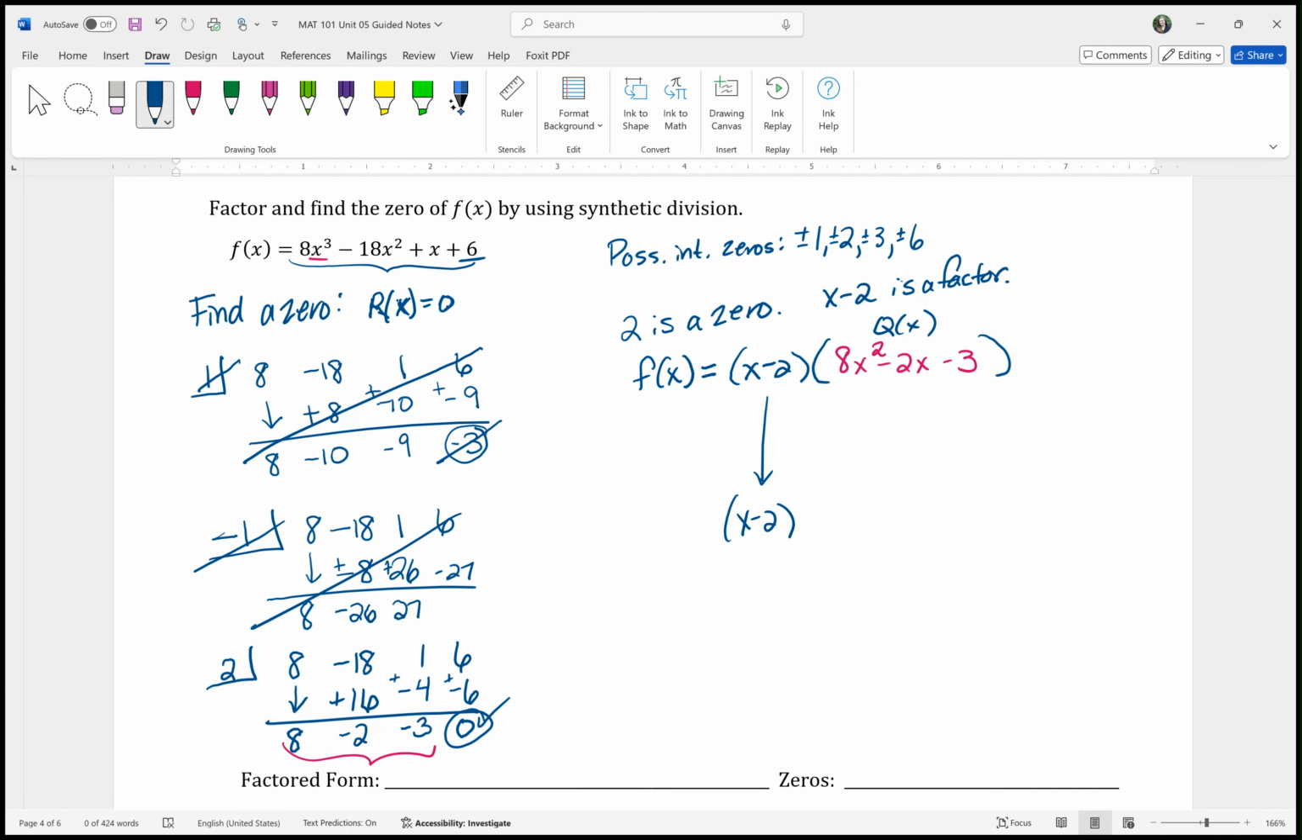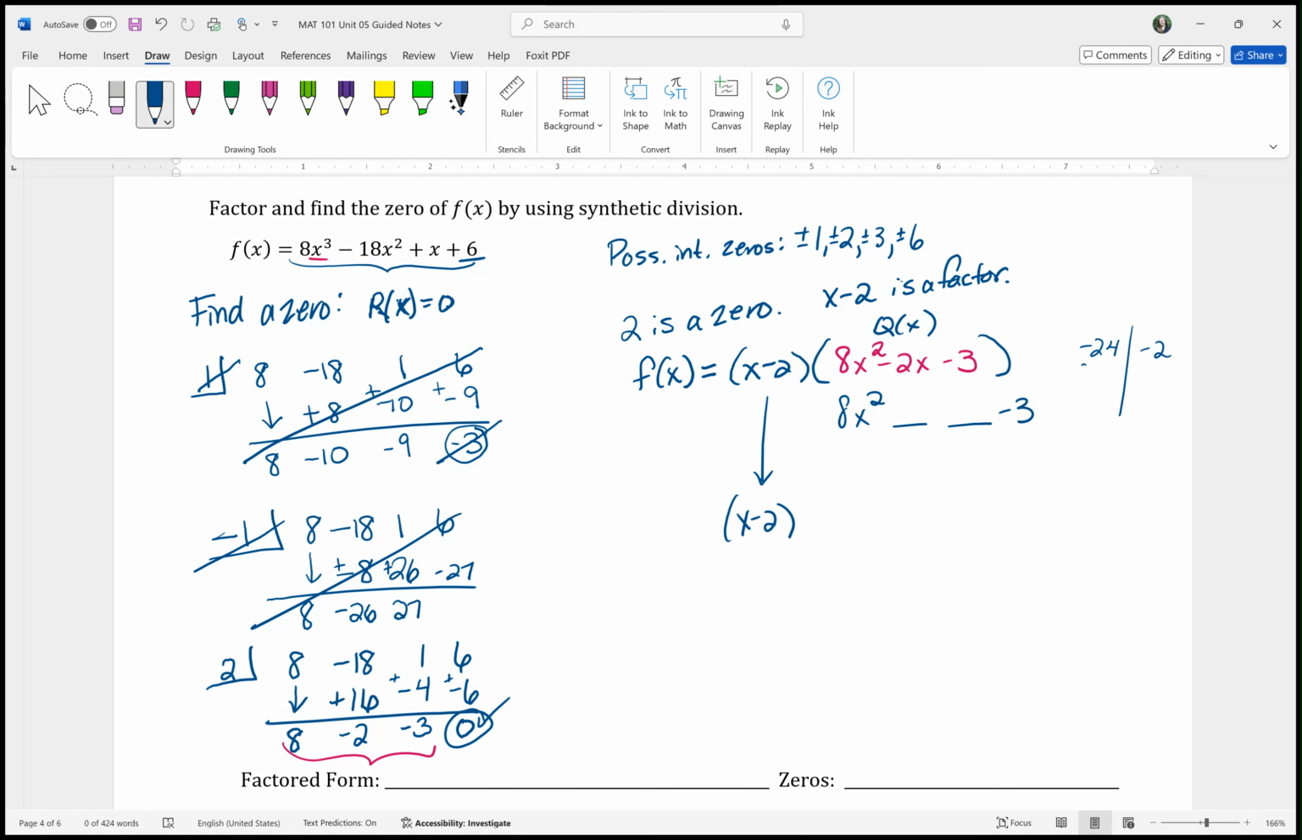And then we're going to factor the quotient here. So 8x squared, blank, blank, minus 3. And a times c, a is 8 and c is negative 3, so that gives me negative 24. And b here is negative 2. So we need the factors of negative 24 that give me negative 2. If you're not sure, sit there and figure it out.